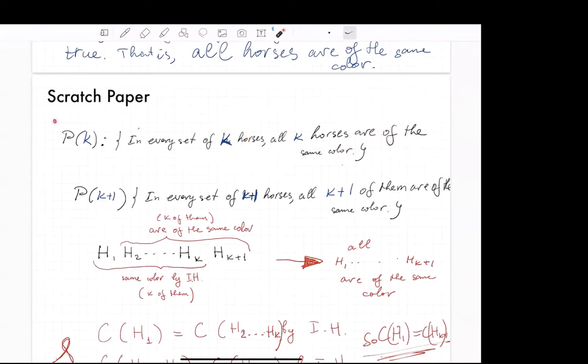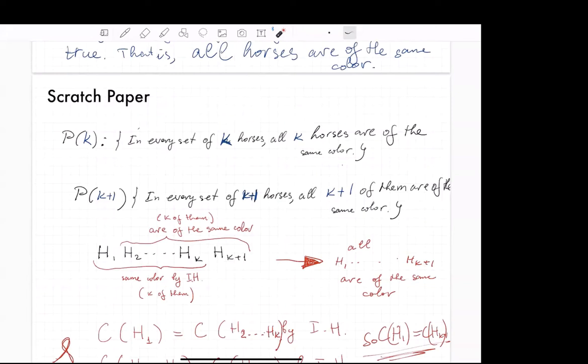Is this a valid proposition? Is this a sentence that evaluates either true or false when k is 7? Any set of 7 horses is of the same color. That's something that's either true or false, right? Do people agree?